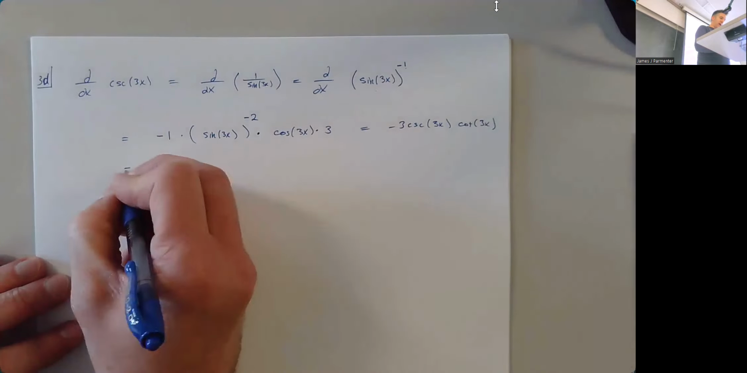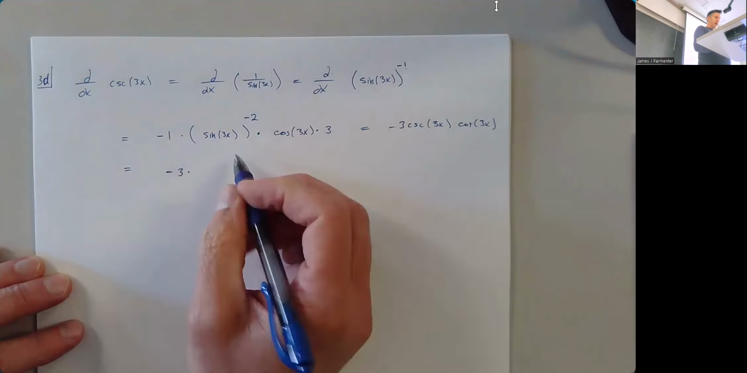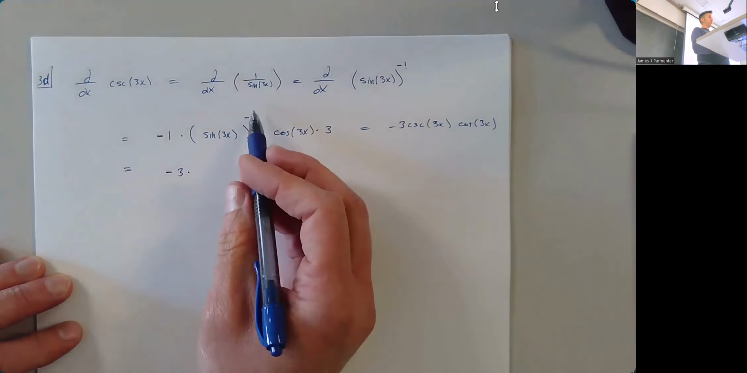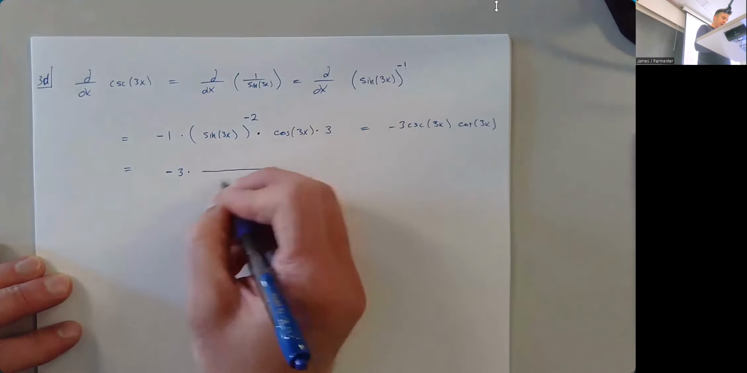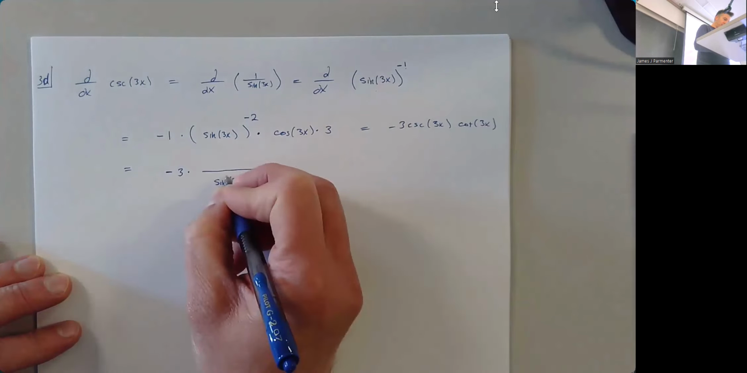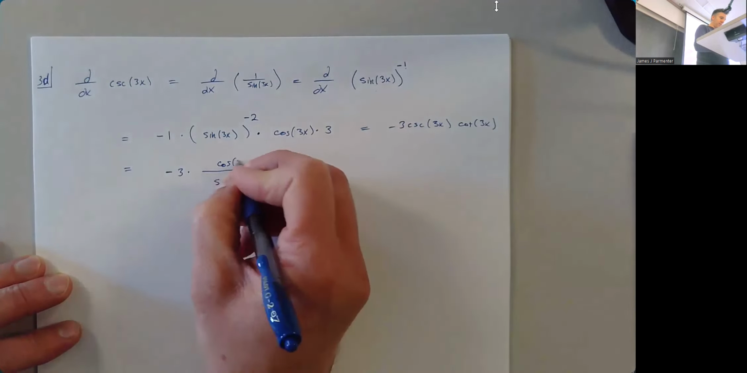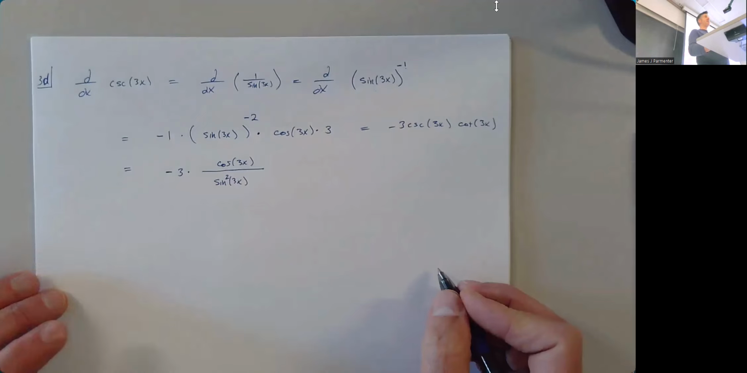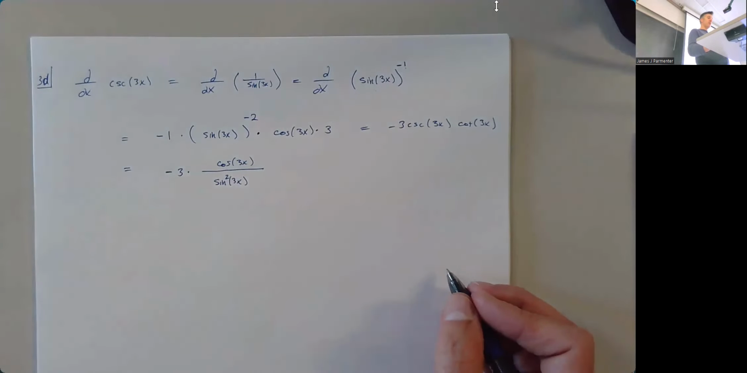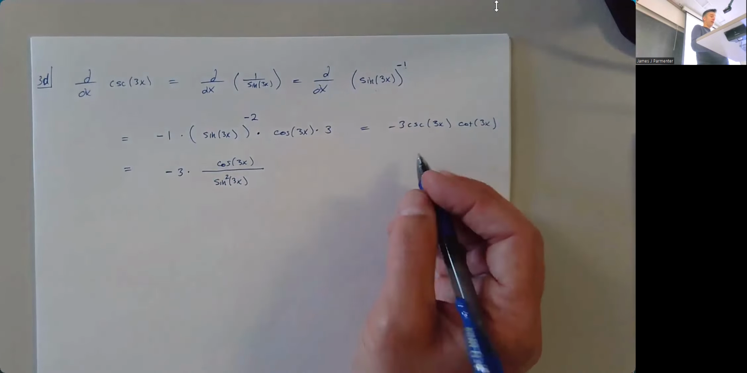I'm going to rewrite this as -3, and then sine 3x to the -2. I'm going to put that in the denominator as sine of 3x squared, or I should say sine squared of 3x, and then cosine of 3x on top. And now I'm just going to think about what I'm trying to get to. I'm trying to get to a cosecant. Well, a cosecant is a 1 over a sine. So let's just write that.